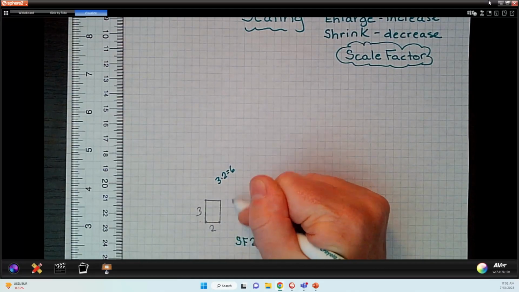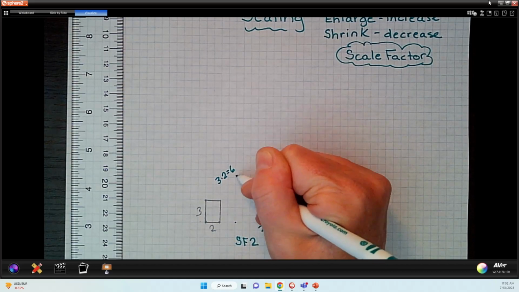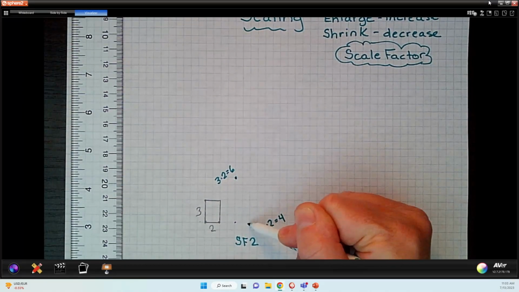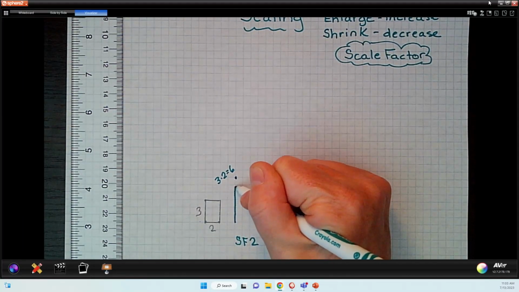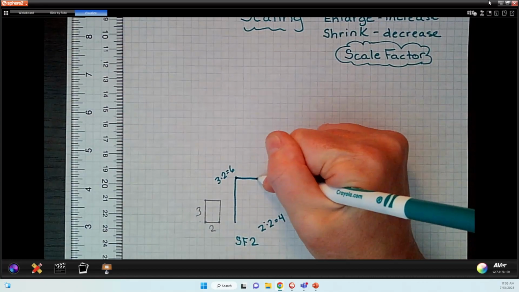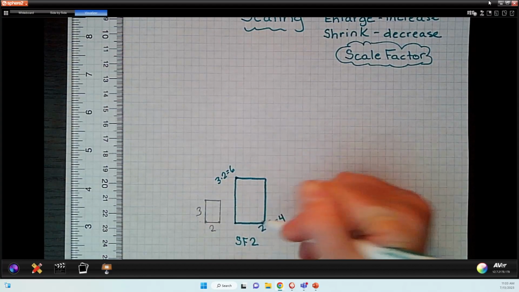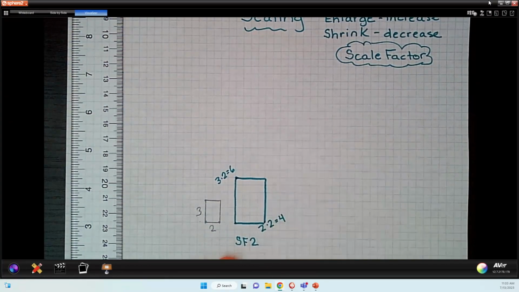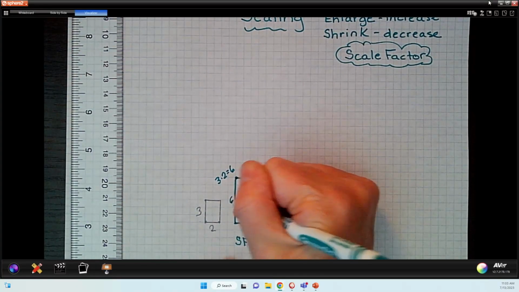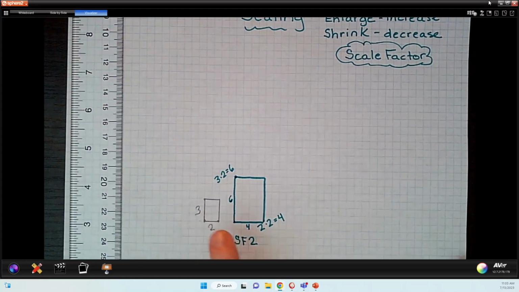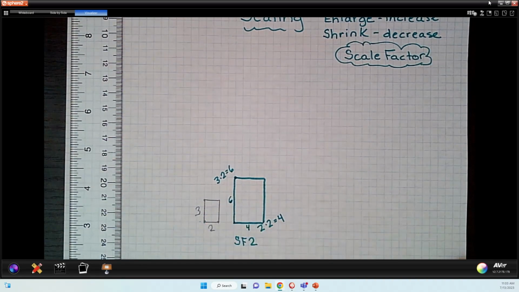I'm going to do it right next to it just so we can see the height. So here's 1, 2, 3, 4, 5, 6, and then 4 across, 1, 2, 3, 4. This is going to be my new rectangle, and I'm just going to freehand draw it. All right, so I've just created a scale copy of my original rectangle using a scale factor of 2. I've multiplied both the length and the width by 2. So my new dimensions are 6 by 4. This is a copy of the original, using a scale factor of 2.